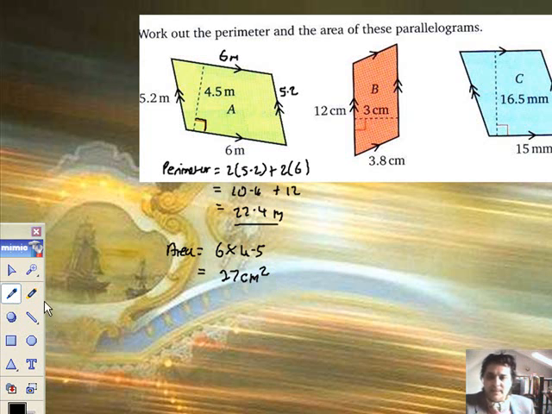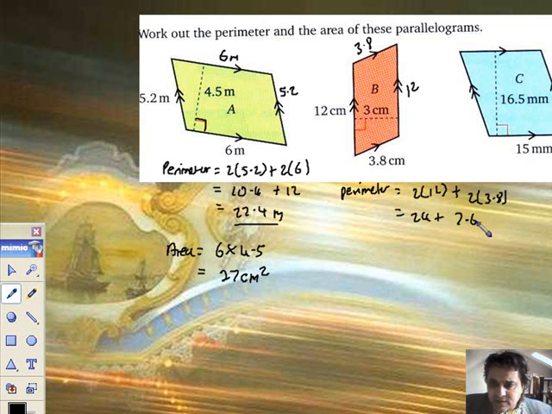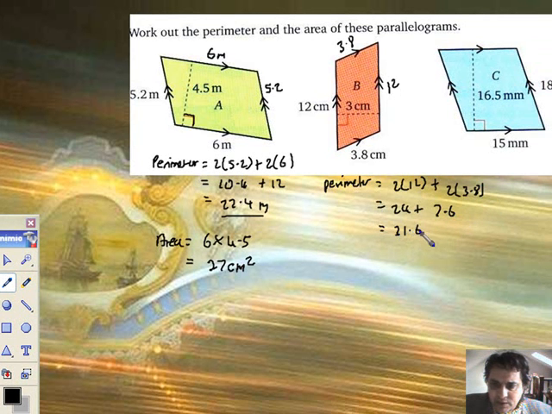Now, what about this little thing here? Again, fill up with all the correct lengths. If that's 12, so is that. If that's 3.8, so is that. So here's the perimeter. It's going to be 2 lots of 12 plus 2 lots of 3.8. That gives us 24 plus, what, 2 38s? 76, 7.6, 31.6 centimeter perimeter. Oh, that's better.